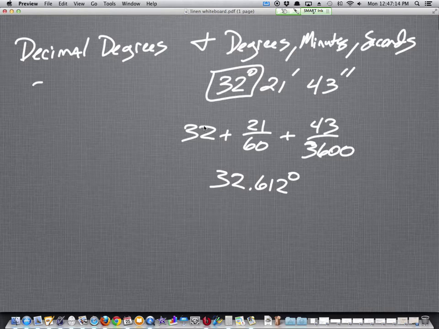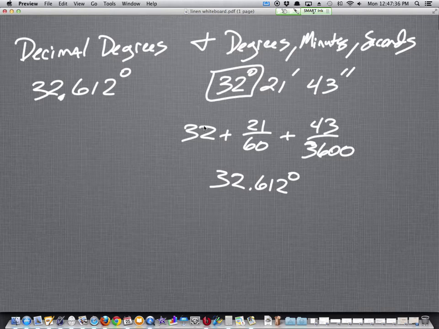Alright, let's finish up. We need to go the other direction and we're done for today. So now we want to turn 32.612 degrees into degrees, minutes, seconds. So we should get something very close to what we started with. Why would it be slightly different? I'm using a rounded number. So we'll see how close we can get.